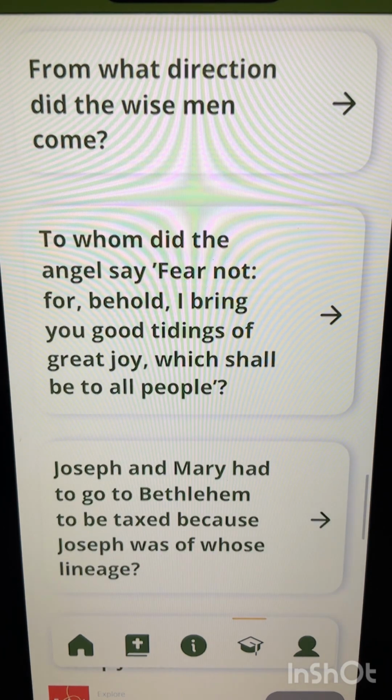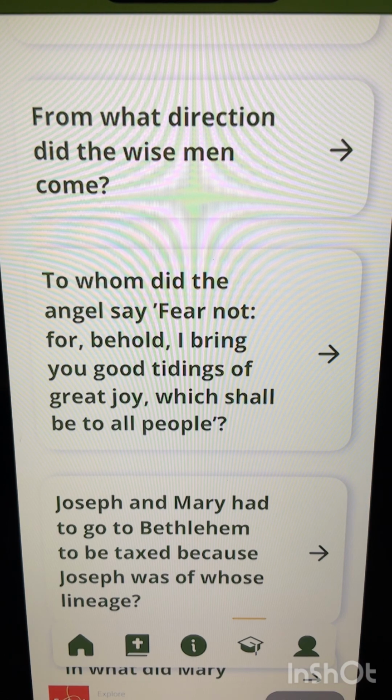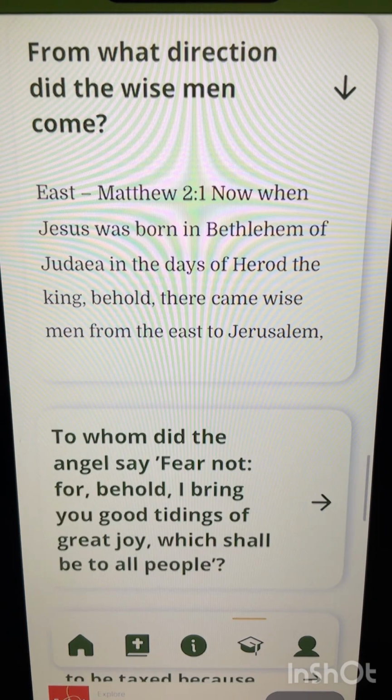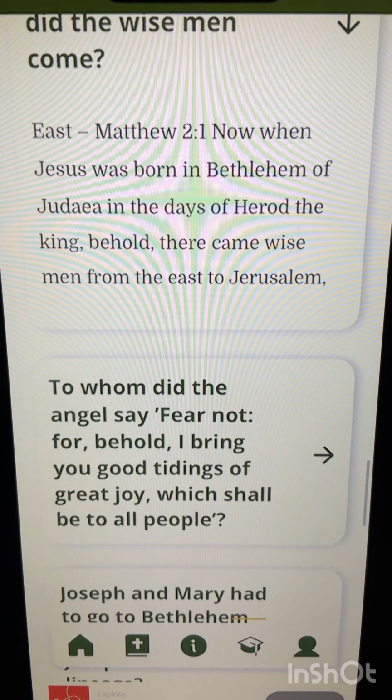And also, from what direction did the wise men come? So the answer is from the east. And in Matthew chapter 2, verse 1 says, now, when Jesus was born in Bethlehem of Judea, in the days of Herod the king, behold, there came wise men from the east.